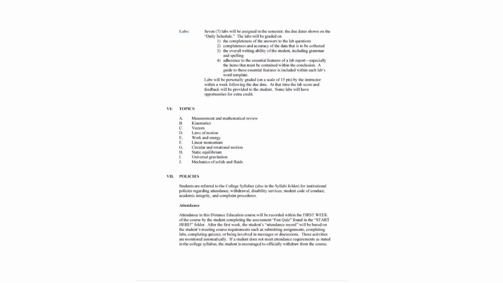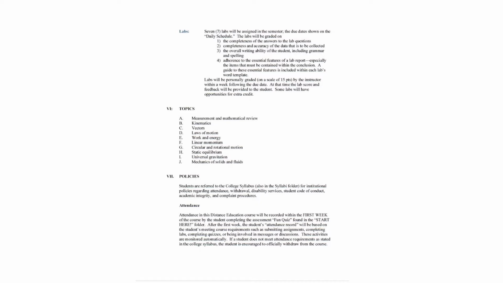Our topics in this course are Measurement and Mathematical Review in Chapter 1; Kinematics, which is the empirical study of motion; Vectors, which is applying one-dimensional motion into 2 and 3, possibly more dimensions; the Laws of Motion, which is the study of dynamics; Work and Energy, which is a continued different approach of dynamics; Linear Momentum; Circular and Rotational Motion, applying our kinematic formulas to rotational motion; and then Static Equilibrium, which is just statics; the study of gravity and Newton's law of gravity; and then Fluids and Solids, which is applying our mechanics to fluids and solids as well as gases.